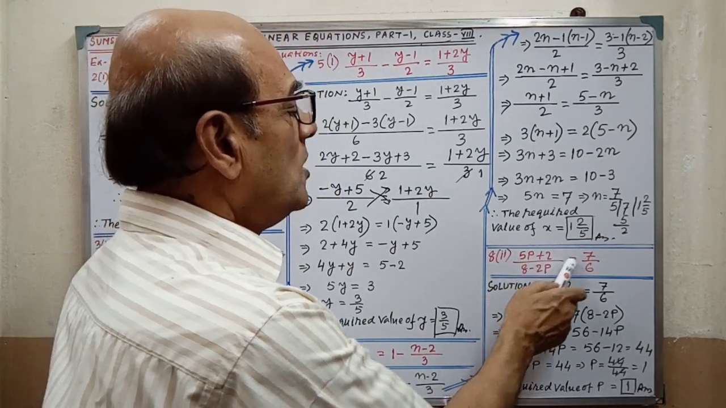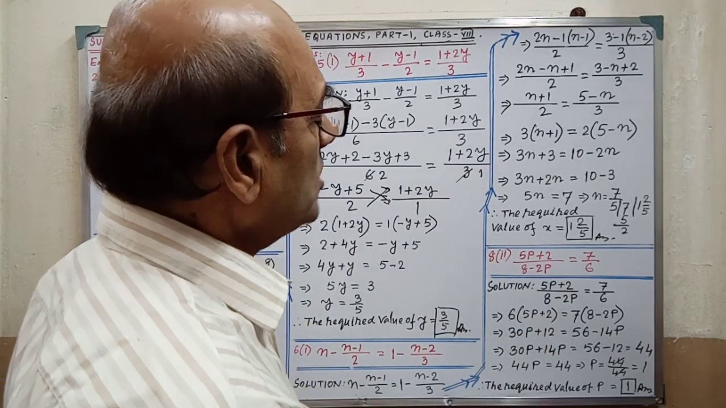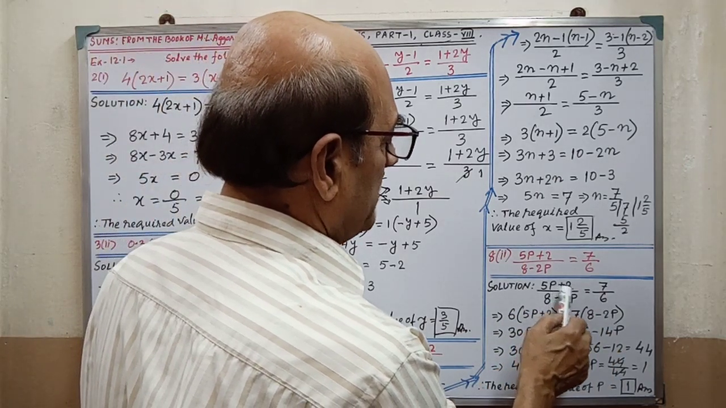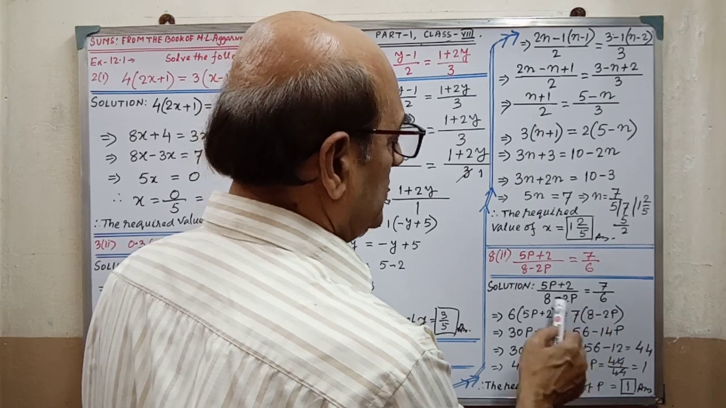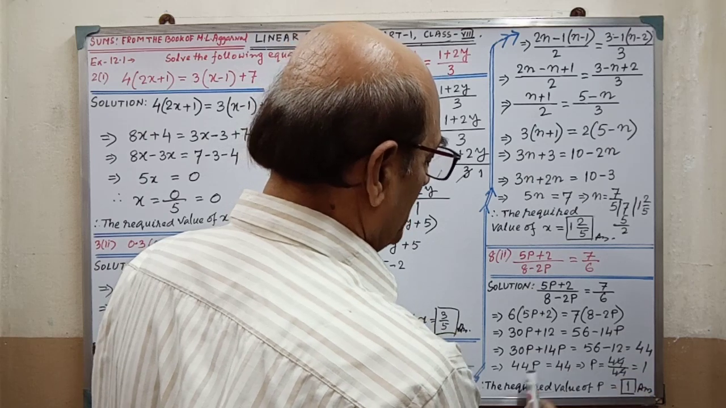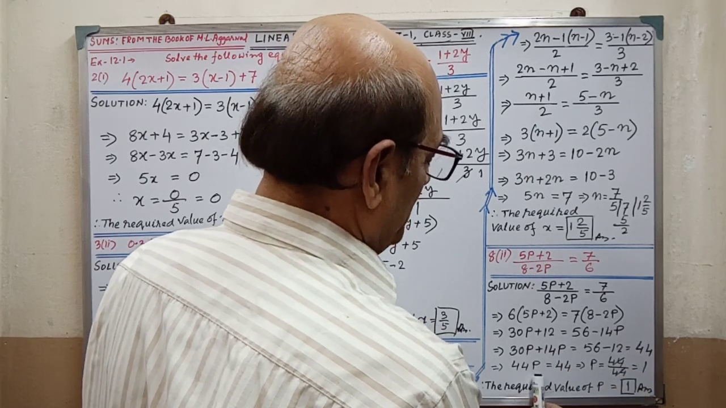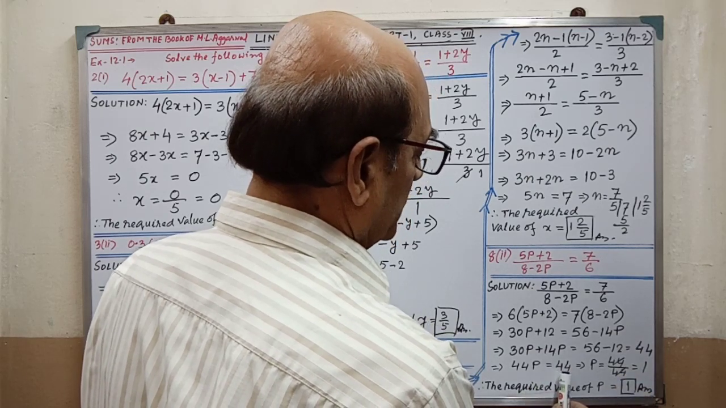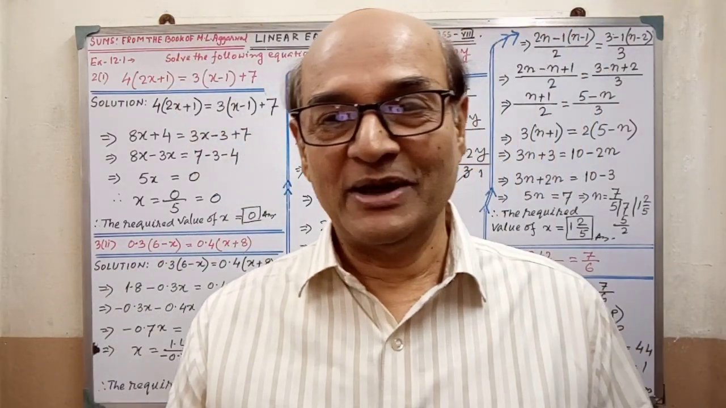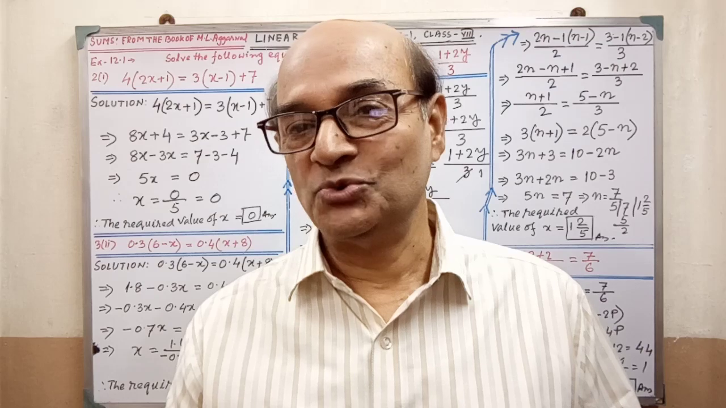Just we have to do cross multiplication. By cross multiplication we are getting 6 into 5p plus 2, and this 7 into this. Then we have to multiply, and after multiplying we have to simplify. By simplifying we are getting 44p, p equal to 44. Therefore p equal to 44 by 44, that is 1. Therefore the required value of p equal to 1.